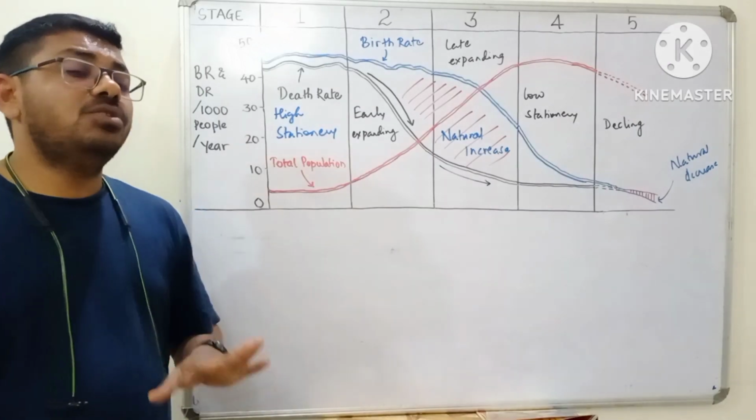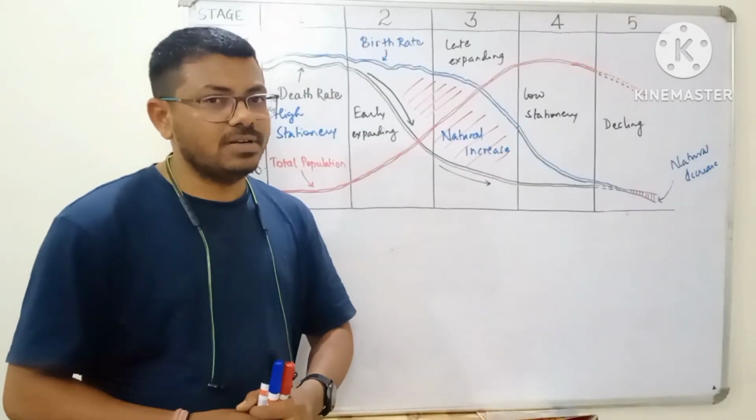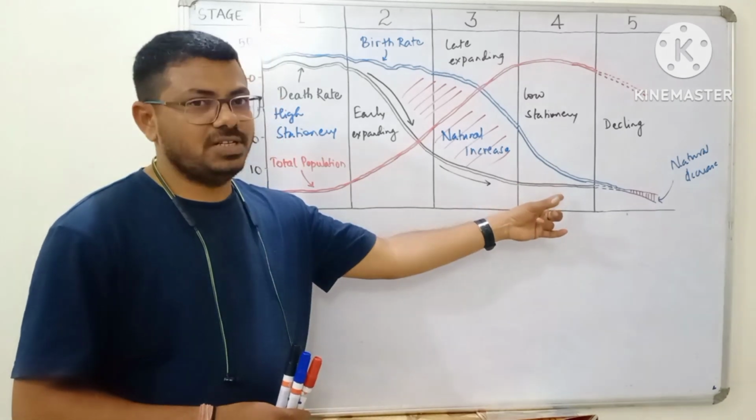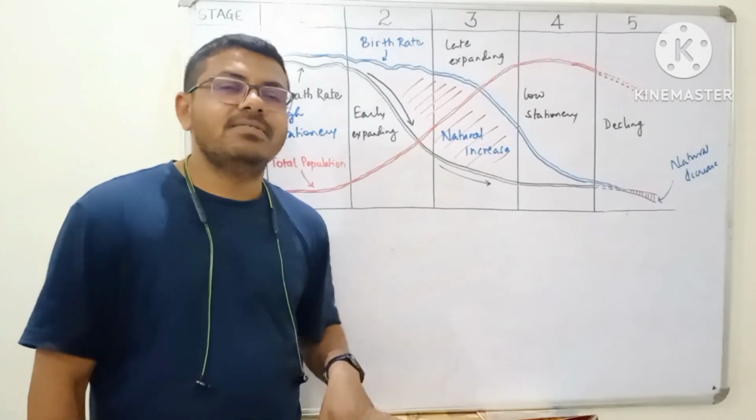Even you will find people who don't want to get married, and if they are marrying, they don't want children, right? So this is stage 4. Stage 4 is best for me, but stage 5 is again dangerous.